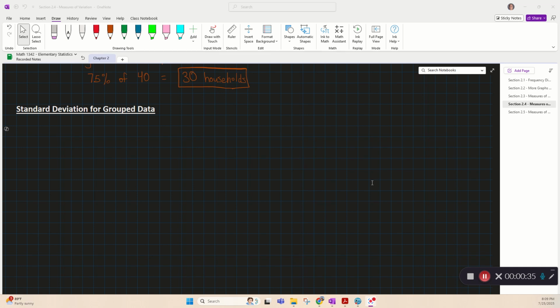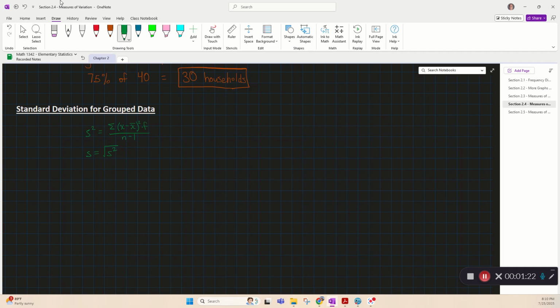So this one we really don't have a definition for. We just kind of jump right into it. We've been dealing with variance and standard deviation and all that jazz. So let's just jump in with a formula. S squared is going to equal the sum of the squared deviations times their frequency divided by n minus 1. And of course, that means that S is equal to the square root of S squared.